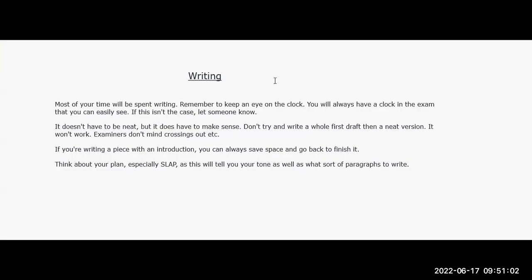Most of your time in the exam, in the writing paper, is unsurprisingly going to be spent writing. You do want to be keeping an eye on the clock, and you want to have an idea of how much time you're going to spend on what part. I suggested a bit at the start and a bit at the end for planning and proofreading respectively, and then a bit in the middle.